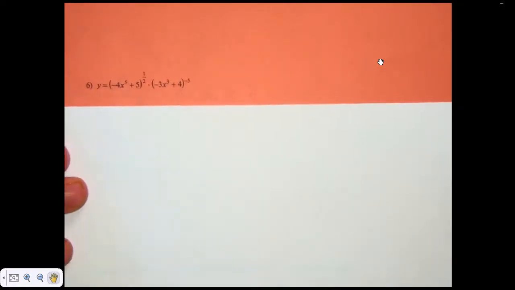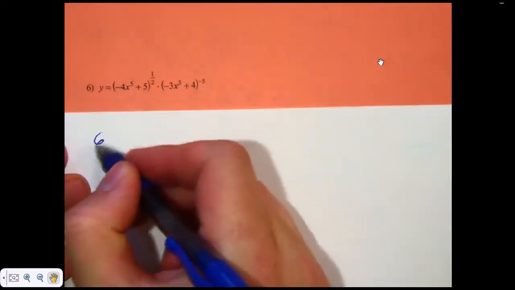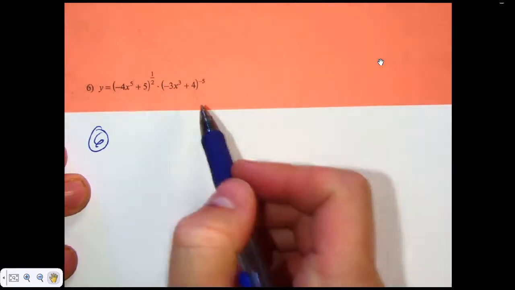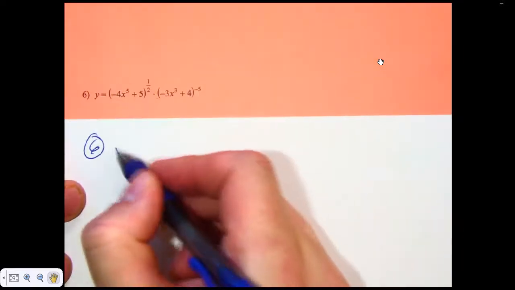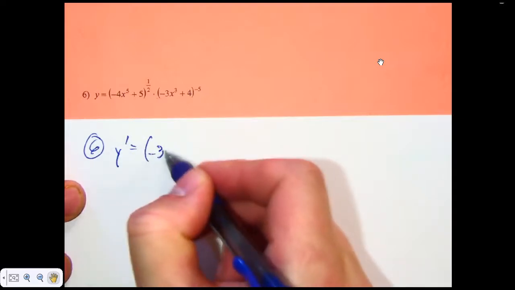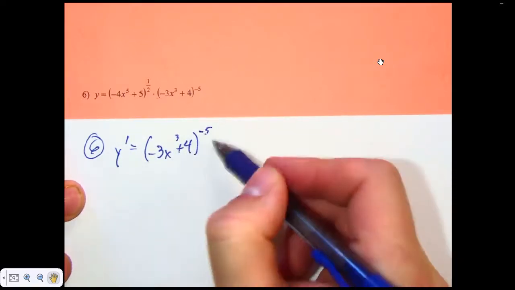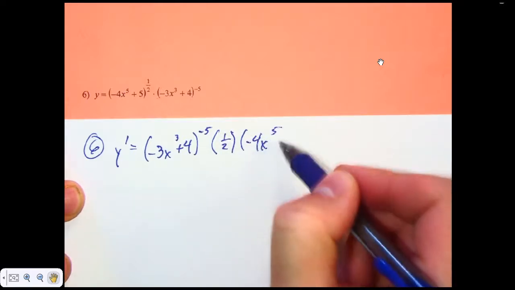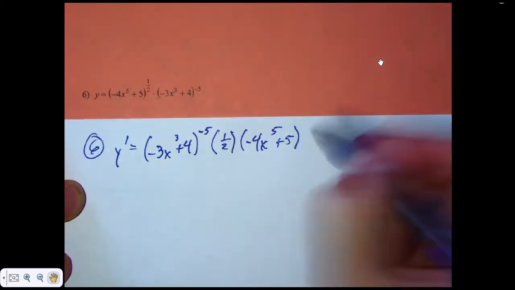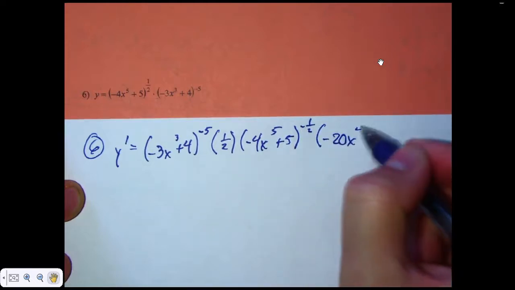Again, I've got a product rule and a chain rule situation here. So I don't have to rewrite it. It's already in the product rule format for me. So I'm doing the second thing times the derivative of the first thing. So 1/2. Leave the inside alone. Reduce the power by 1. Multiply by the derivative of the inside.